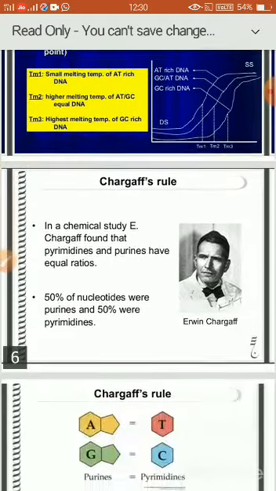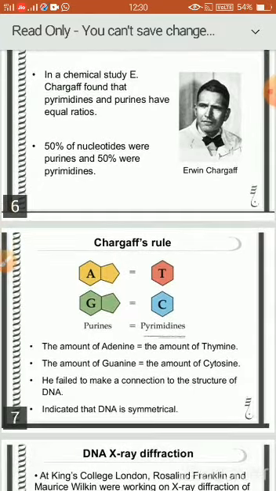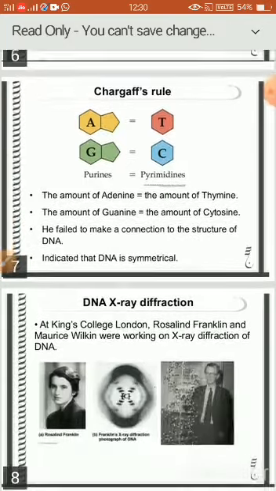Next topic is Chargaff's rule. According to the scientist Erwin Chargaff, 50% of nucleotides are purines and 50% are pyrimidines. A is always equal to T, and G is always equal to C. The amount of adenine equals thymine and guanine equals cytosine. So this indicates the DNA is symmetrical.